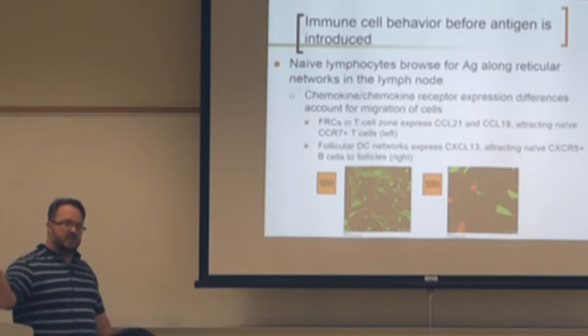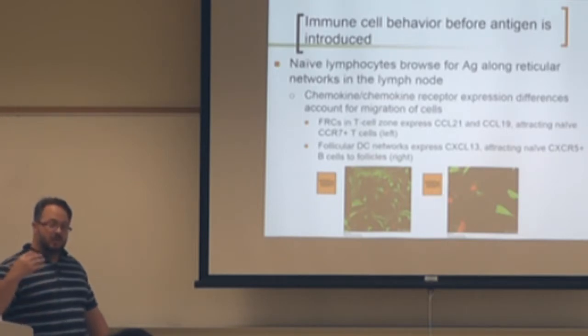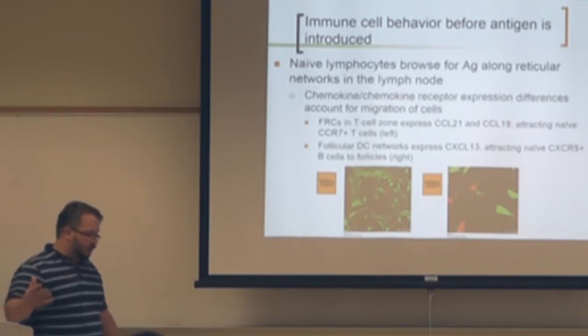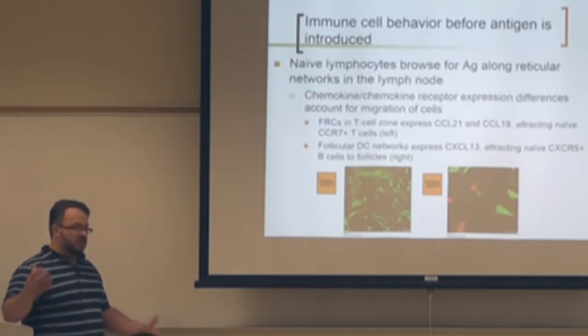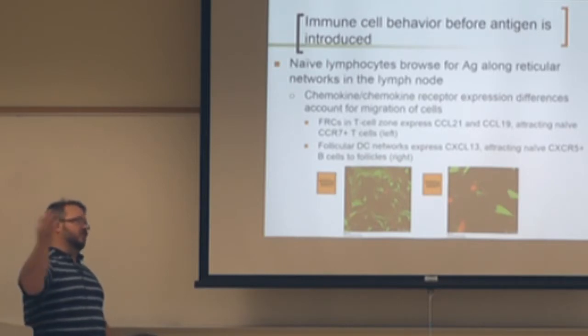So activated B cells will not continue to proliferate. They won't go on to create germinal centers. They won't go on to undergo somatic hypermutation. They won't do any of that unless they get help from a T cell. So where are they going to get help from a T cell? In the T cell zone.